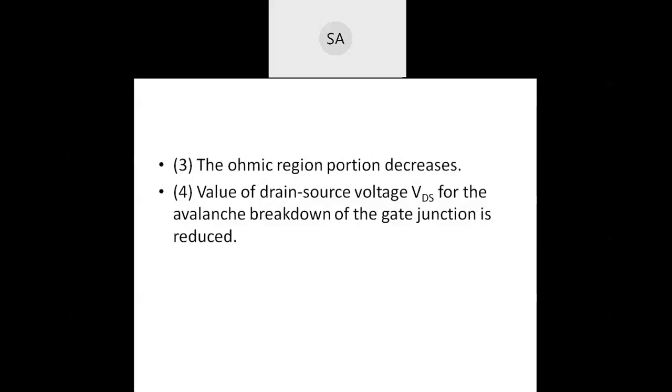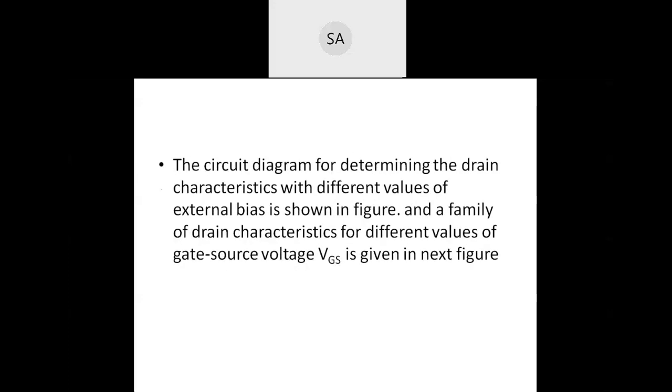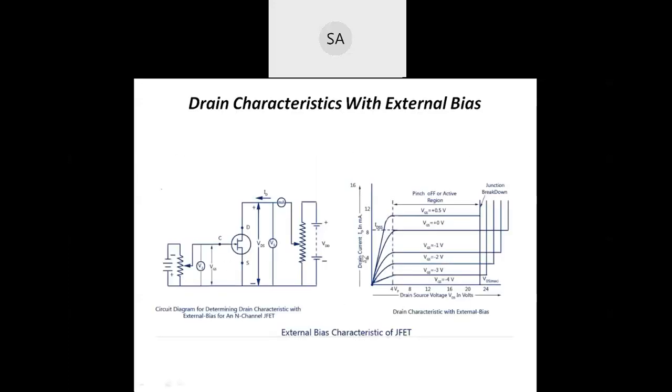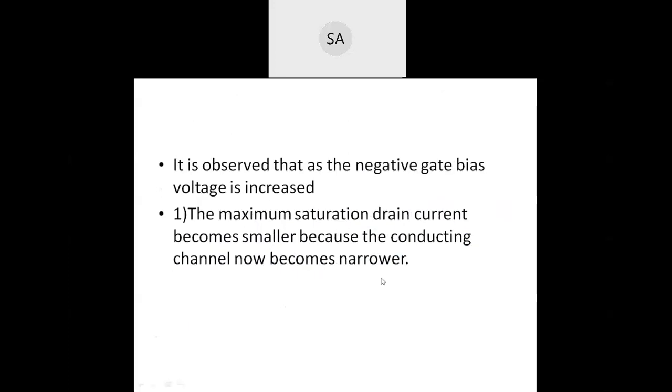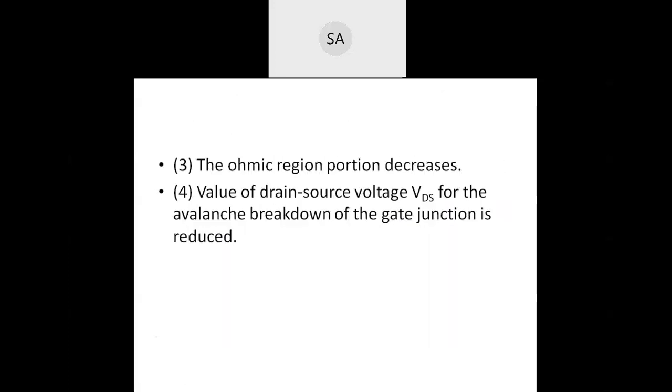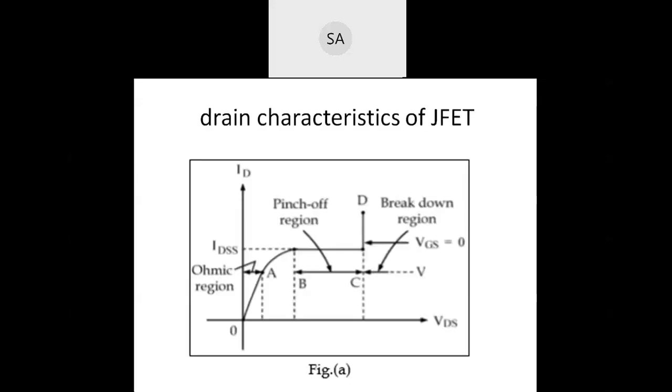The ohmic region portion decreases. So while you are decreasing this potential, this ohmic region also decreases, from the maximum curve value to this one, and then to here. The value of drain to source voltage VDS for the avalanche breakdown of the gate junction is reduced.